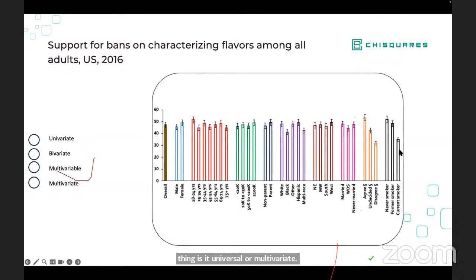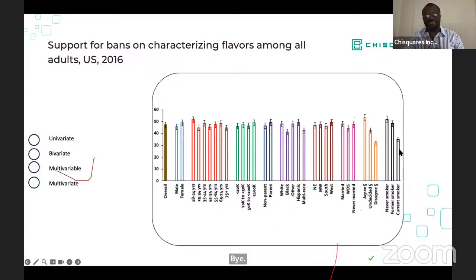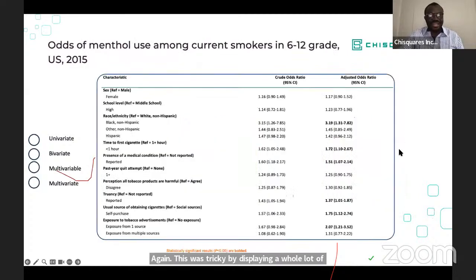Bivariate. Excellent. Again, this was to trick you by displaying a whole lot of things on the screen and hoping you would be confused, but you weren't. Alrighty. Now, what of this? This is showing odds of menthol use among current smokers in grades 6 to 12. And this is looking at all these variables. What kind of analysis is this?